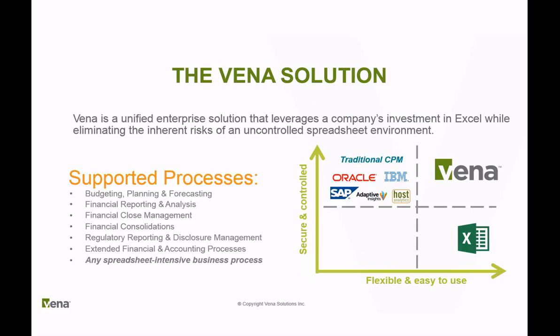So Vena is a cloud-based CPM tool which leverages the previous investment in Excel of all our clients, but eliminates the inherent Excel risks, like versioning or uncontrolled environments due to thousands of different Excel workbooks. That's why Vena is a very polyvalent solution which offers the easy use and flexibility of Excel and the power and security of the best CPMs.